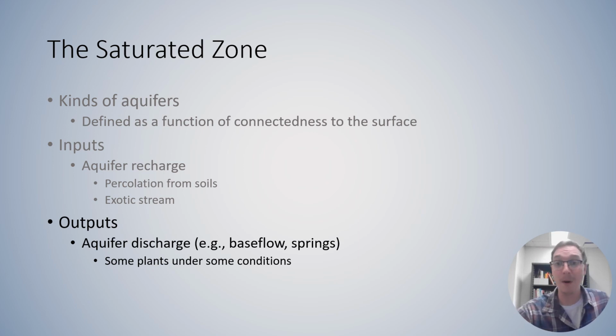All right. What about outputs? Aquifer discharge as either base flow or springs. Sometimes it goes to plants under some conditions if they have particularly deep taproots. We'll get into that a little bit later in the biome section, though.